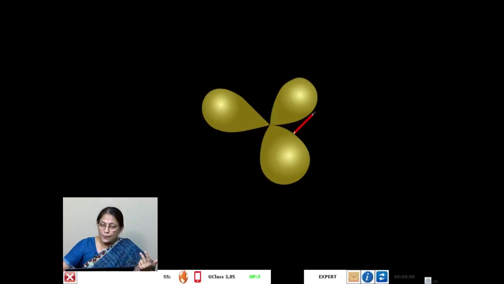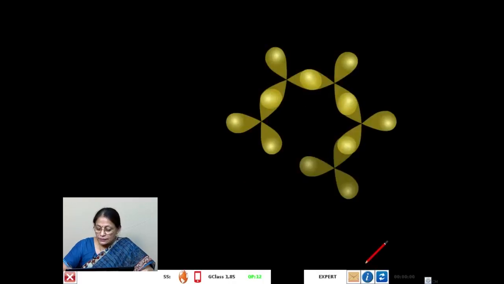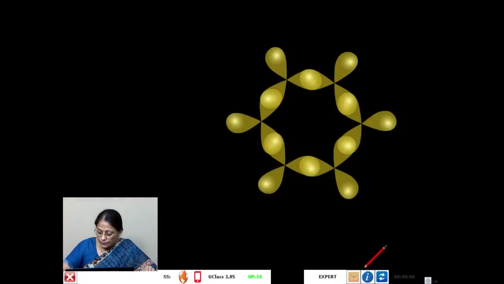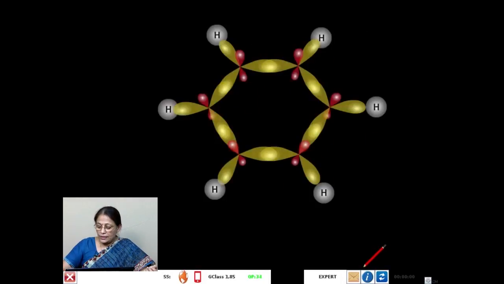Now, there is one p orbital left unhybridized on each of these carbon atoms, which looks something like this. The 6 carbon atoms form bonds like this. They form sigma bonds with the neighboring carbon atoms, which are also sp2 hybridized, and one sp2 hybrid orbital is left with each of these carbons, which will form a bond with hydrogen. Now, which is the other orbital that is left with each carbon atom? That is a p orbital, am I right, which is present in a plane perpendicular to this.